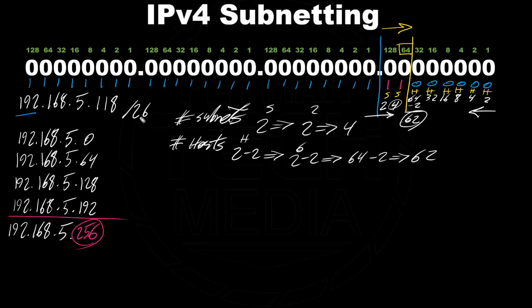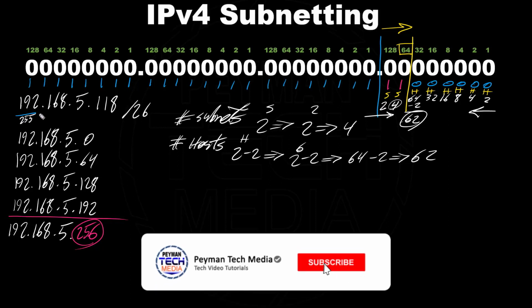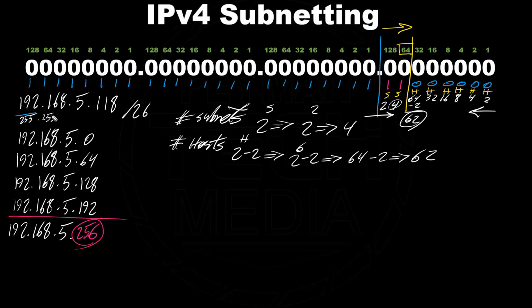And what is this CIDR notation 26? If you want to write down the full subnet mask version, it is basically the first octet, all bits turned on. So that's 8 bits in the first octet, that's 255. The second octet, all the 8 bits turned on, that's another 255. The third octet, all the bits turned on, that's another 255. And on the last octet here, we can see only 2 bits turned on, right?